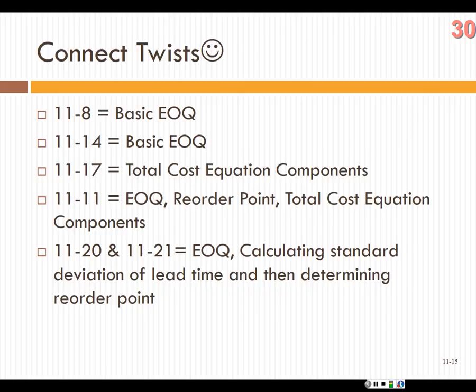All right. So here's the Connect twist. 11.8, which is one of the first problems, and the second problem, 11.14, are basic EOQ problems. They're going to be read the problem, identify the variables, and you're going to be fine. You're just going to plug and play those into that EOQ formula. Okay? 11.17 is the components of the total cost. So they're going to talk about annual ordering costs and annual setup costs. You're going to need to go back to that total cost equation, make sure you understand what components those are. Okay? 11.20 and 11.21 are economic order quantity, calculating standard deviation of lead time, and then determining the reorder points, similar to this last one that we just did.